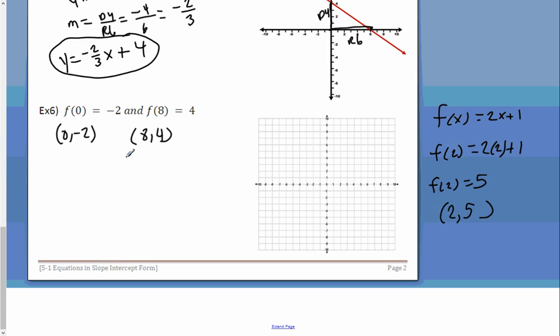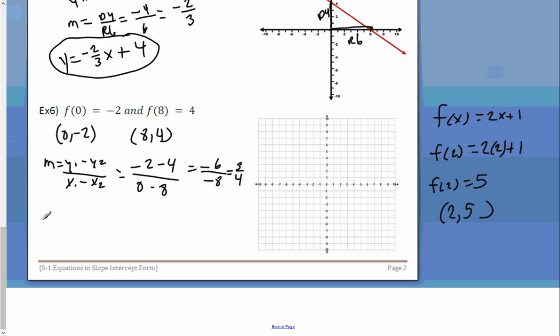So let's do that. What do I need first? Well, I need the slope. Well, remember, slope is y1 minus y2 over x1 minus x2. So y1 is negative 2, so negative 2 minus 4 over 0 minus 8. Negative 2 minus 4 is negative 6 over negative 8. Negative divided by a negative is positive, so this is a positive number, and 6/8 is really 3/4. Right? And the y-intercept is, well, look right here. 0 comma anything, that's a y-intercept, so my y-intercept is (0, -2).